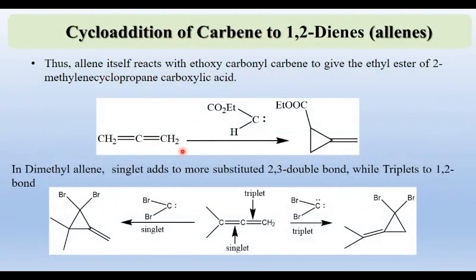Here is the cycloaddition reaction of carbene to allenes. This is a cumulated system, and many carbenes are added to this to give alkylidene cyclopropanes in a synthetically useful reaction. This carbene will add to one double bond to produce this alkylidene cyclopropane.